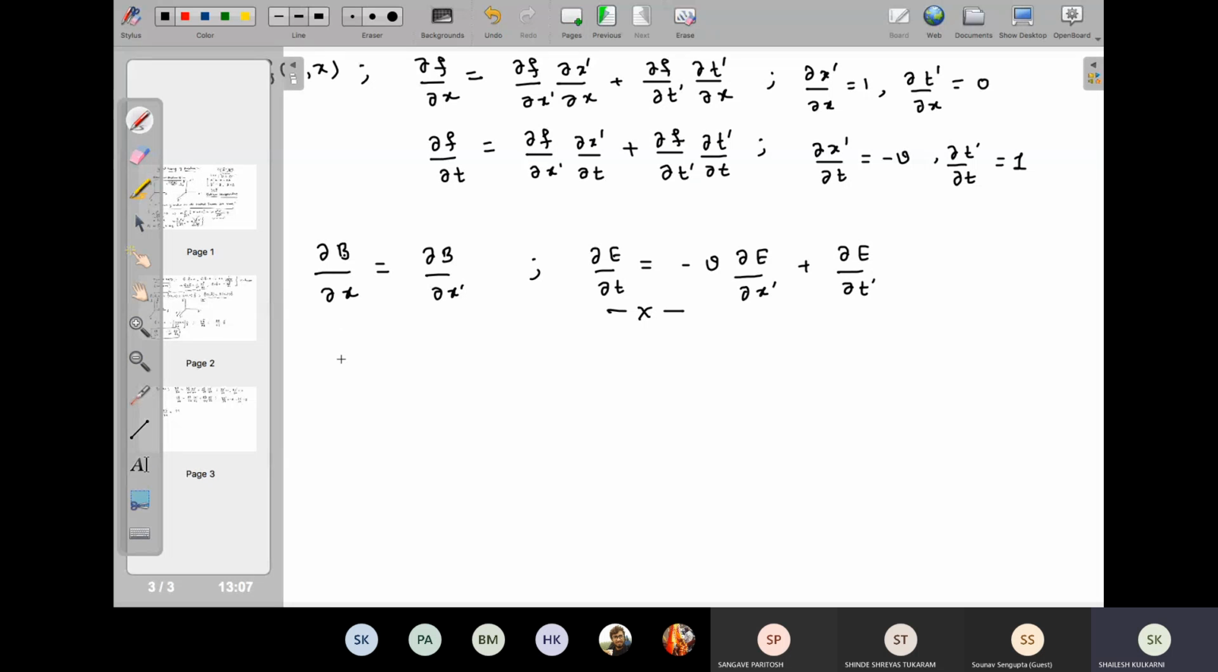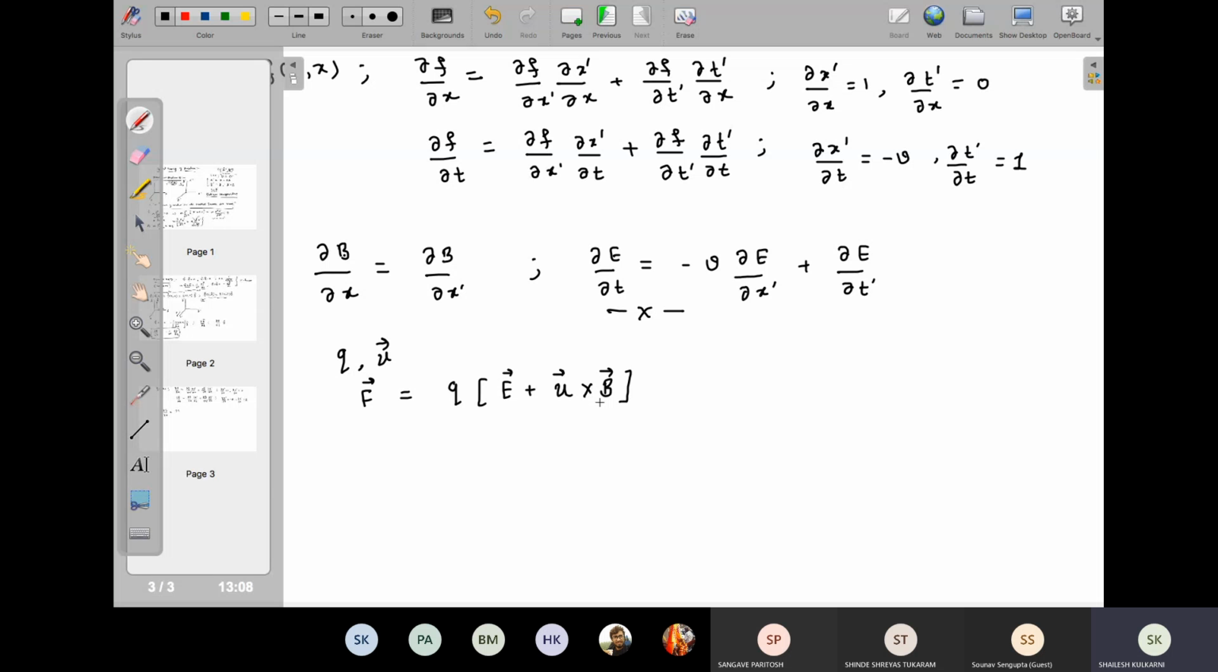Now suppose you have a charged particle of charge q and it is moving in an electromagnetic field. So what force will this charge experience? This F will be equal to q into E plus V cross B, right? So suppose this charged particle, I should not write V because V we used for relative velocity, is moving with velocity u. So it will be u cross B.